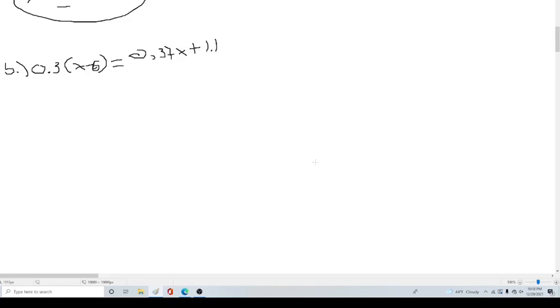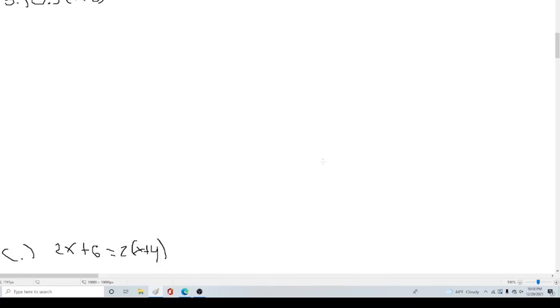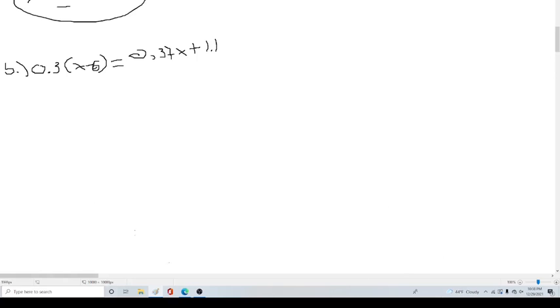So this is another straightforward case, but now we're doing decimals, and a lot of people just get scared of it. Just treat your decimals or fractions as real numbers. Just treat them as regular numbers. So basically what's going to happen is we're going to distribute 0.3 to both terms, 2x and 6.